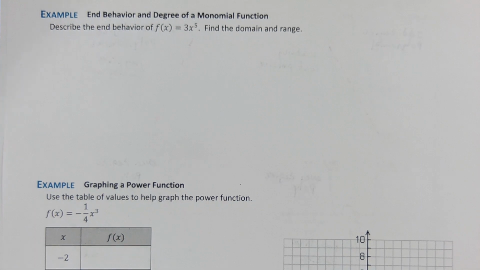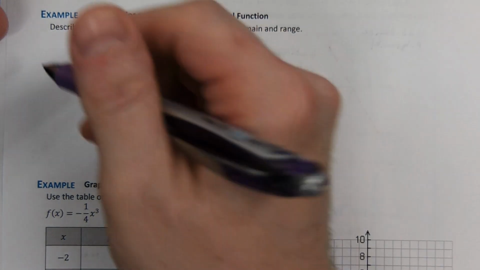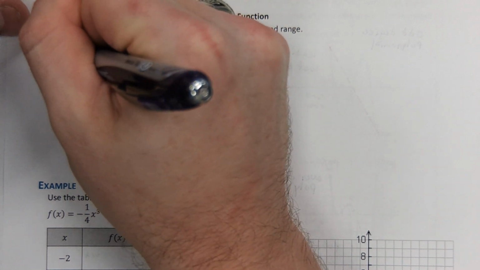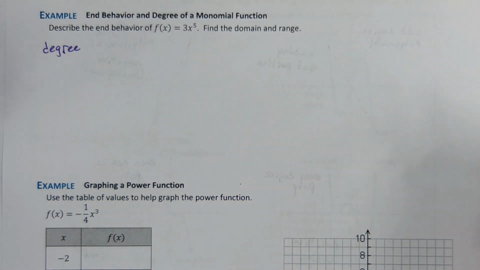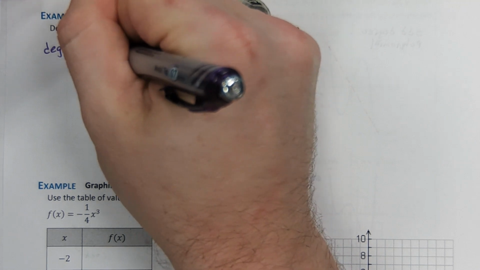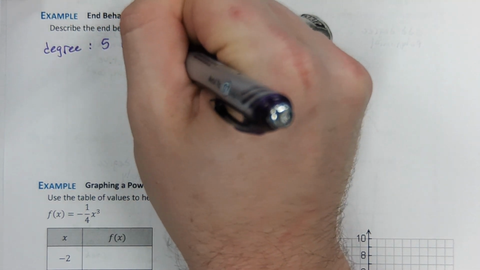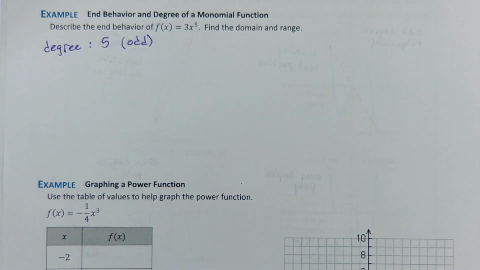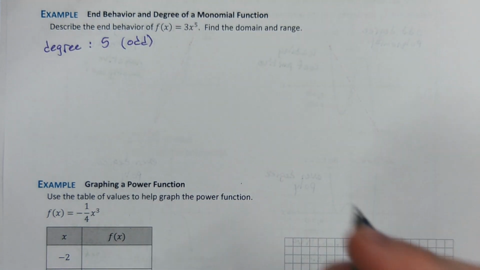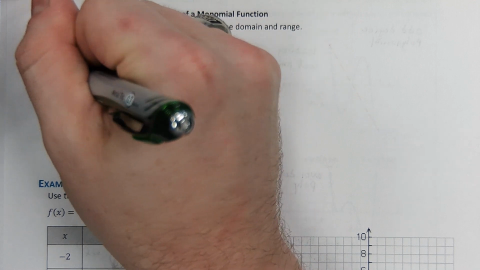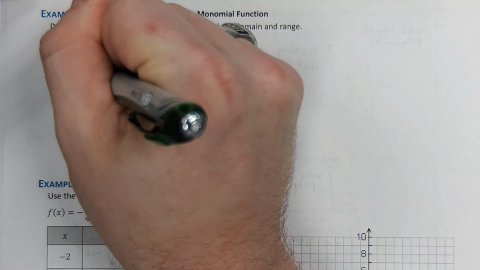Let's do one more of those just to really drive it home. This one says 3x to the 5th. The degree of this polynomial, class. What's the degree of this monomial? 5. It is degree 5. And class, is that an even or odd number? Odd number, great. And my leading coefficient, is it positive or negative? Positive this time.